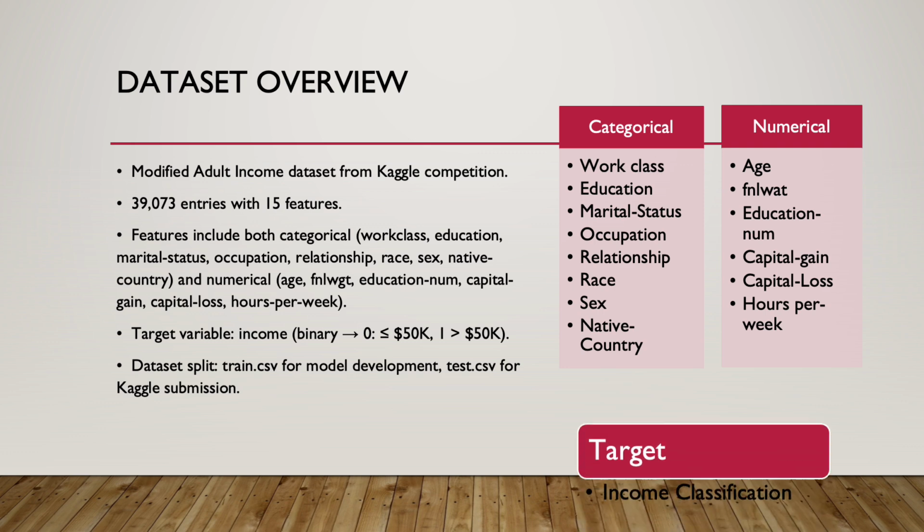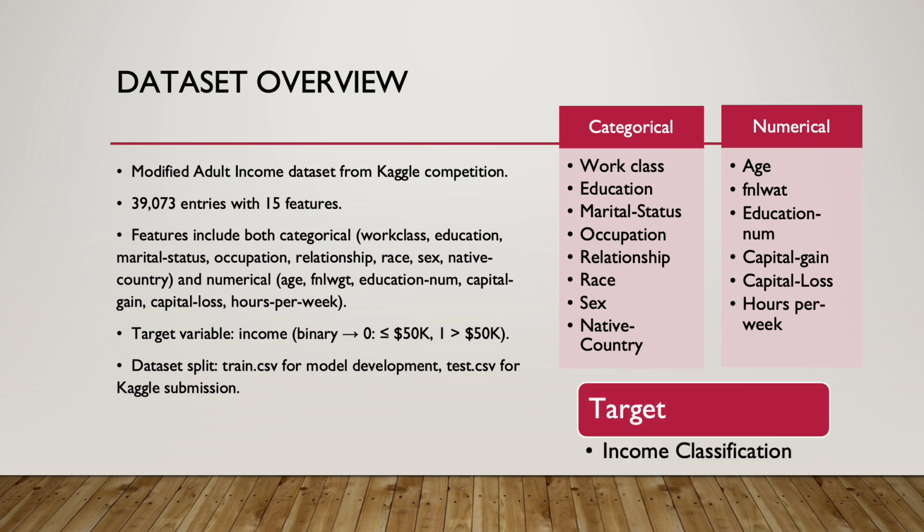The target variable is binary, predicting whether an individual's income is less than or equal to $50,000 or greater than $50,000. This dataset provides a balanced mix of demographic and employment information, making it suitable for evaluating our genetic programming in classification tasks.